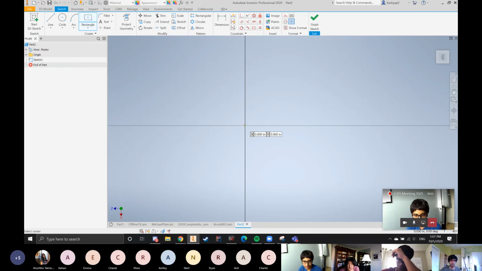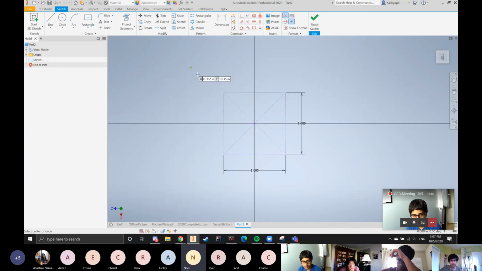Let's see if you guys can make this. I just realized I'm showing you guys a 1x1 square made out of construction lines with circles on every corner.